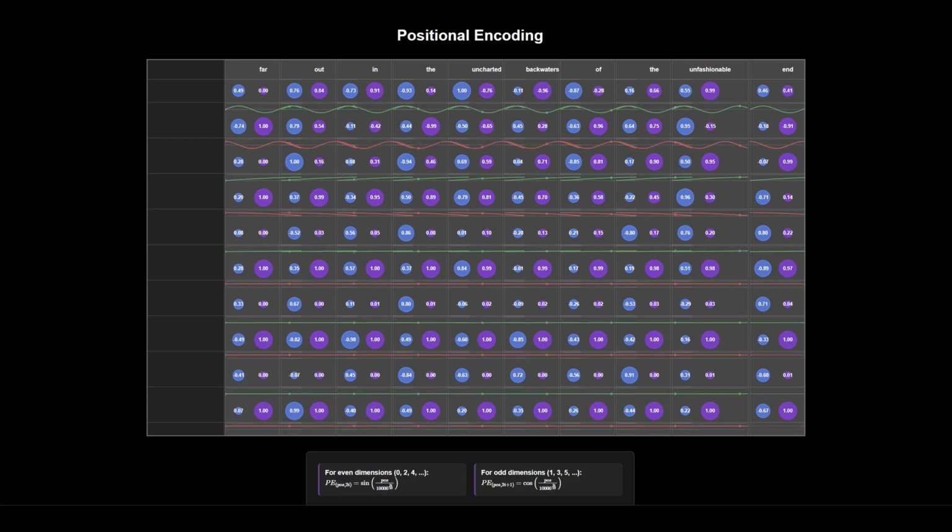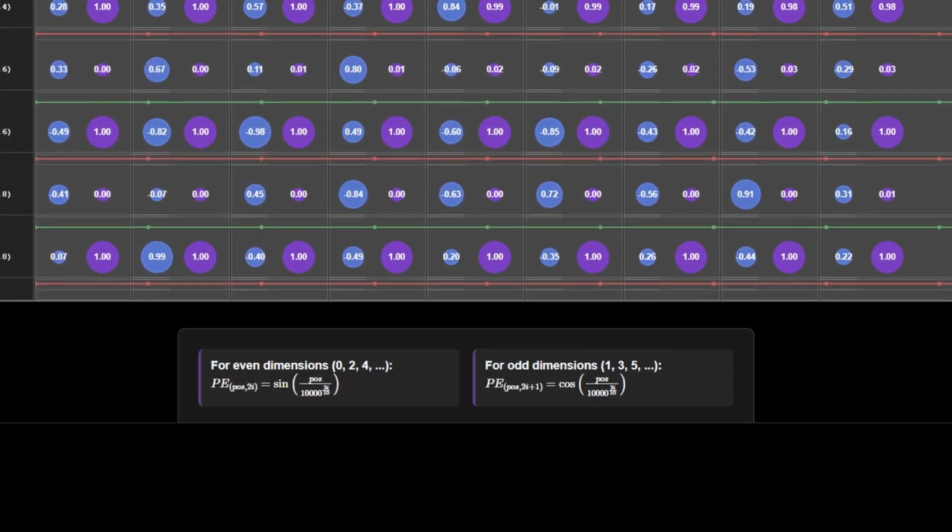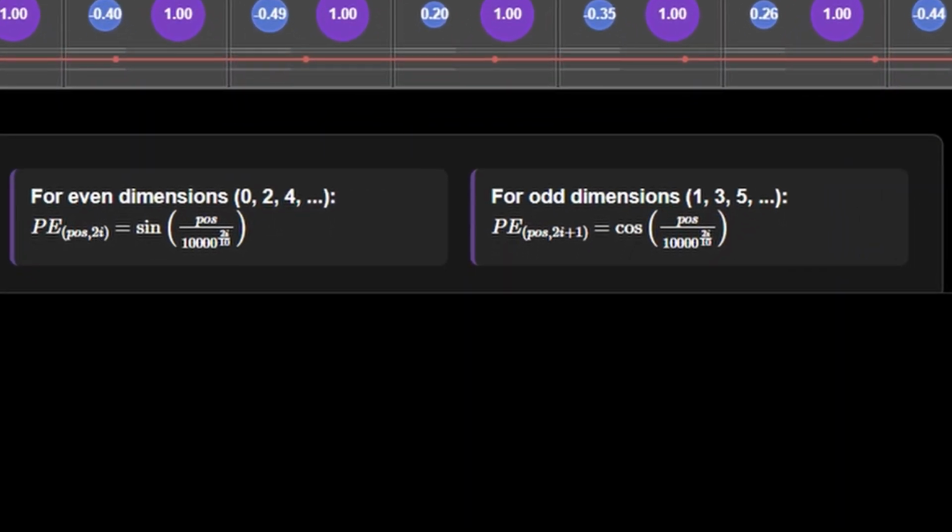In the original transformer, this is done using sine and cosine waves of different wavelengths. Here's how it looks mathematically. For even dimensions, 0, 2, 4, etc., we use sine. And for odd dimensions, 1, 3, 5, etc., we use cosine. The variable POS is the word's position in the sequence, and i is the dimension number. The denominator 10,000 to the 2i over 10, where 10 is the dimension of the embeddings, controls how fast each wave oscillates, smaller for early dimensions, larger for later ones.